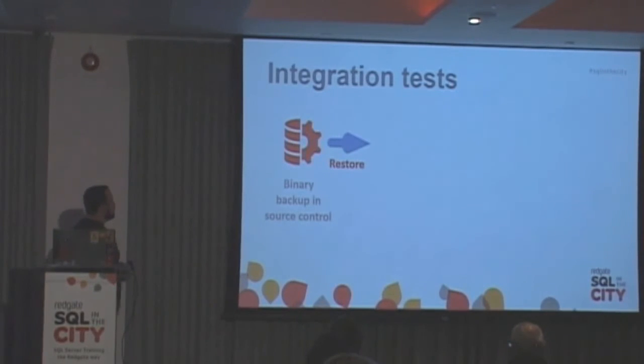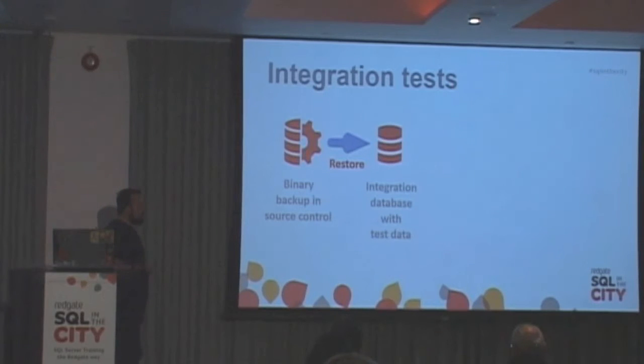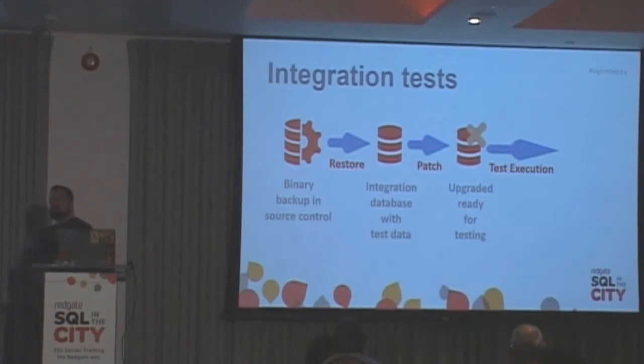So we restored that database out and created an integration test that had this static set of data inside it that was going to drive the regression test suite. But it was out of date, and it didn't look like the database that they were trying to test against. So we had to patch it. So we run a whole series of changes and upgrade scripts to not only the schema, but the data. And then it was ready for testing, and we executed the tests, and we got some results back.